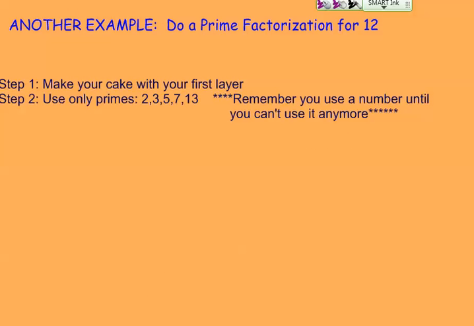Okay, so let's try this. We're going to find the prime factorization of 12. The first thing that you do is you leave yourself some room because you have to work up. You write your 12 and then a cake layer. Remember, we always use these numbers right here: 2, 3, 5, 7, 11, and 13. So, does 2 go into 12? The answer is yes. 2 goes into 12 6 times.